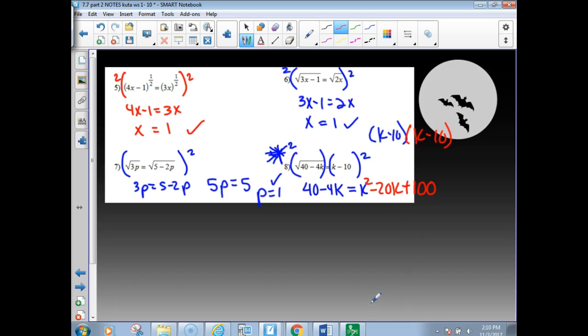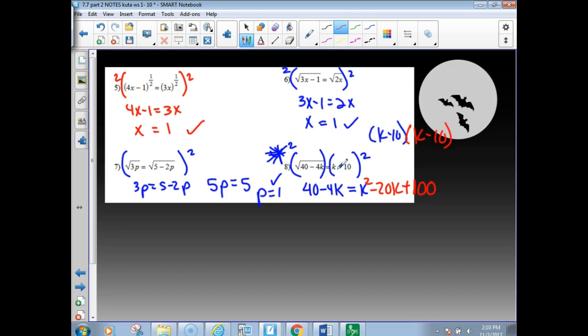Yes. Forgot to write it when I wrote the K. K squared minus 20K plus 100. All right, let me remind you again, I'd like you to learn this. It would speed things up for you, so you don't have to go writing this.